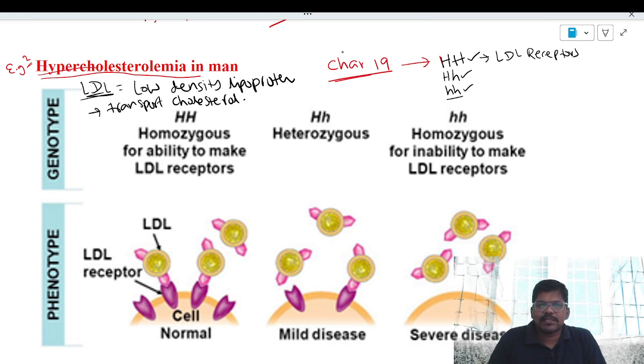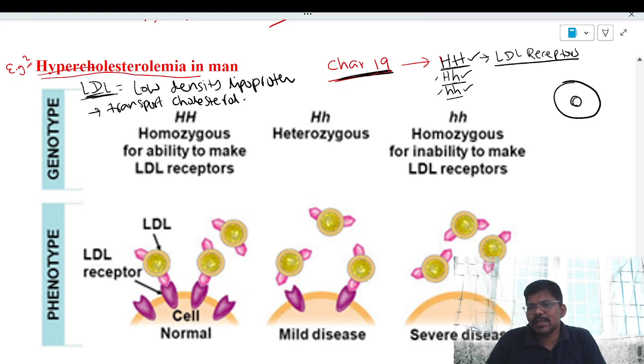Okay, here in hypercholesterolemia in man, what can we observe? We have seen about LDL: low density lipoprotein, which carries cholesterol within the body. Next, LDL receptors. LDL receptors are produced by the genes present on chromosome number 19. Homozygous dominant is capital H capital H, heterozygous is capital H small h, homozygous recessive is small h small h. Now we will see what the LDL receptor is. Receptors are nothing but proteins, and all proteins are formed by gene expression.